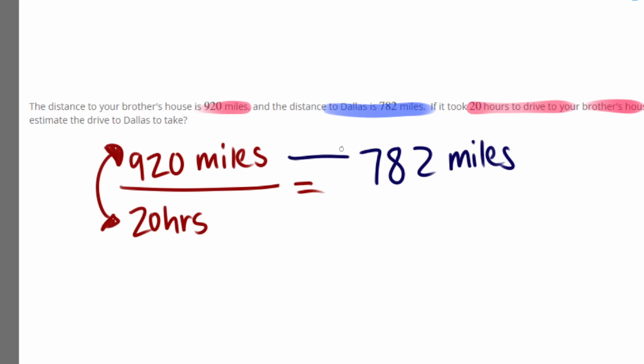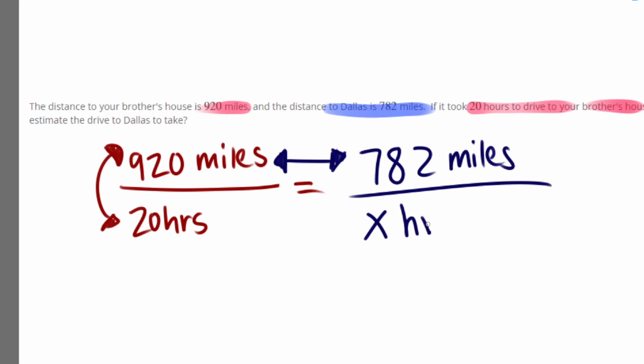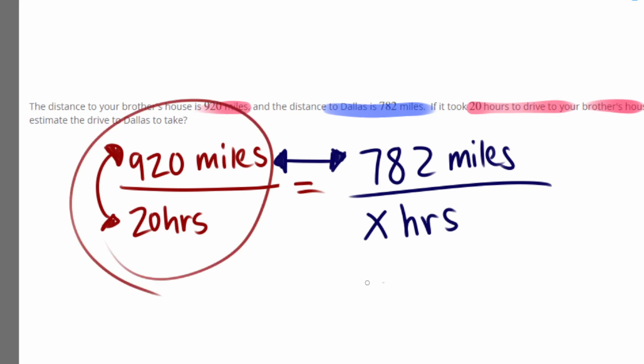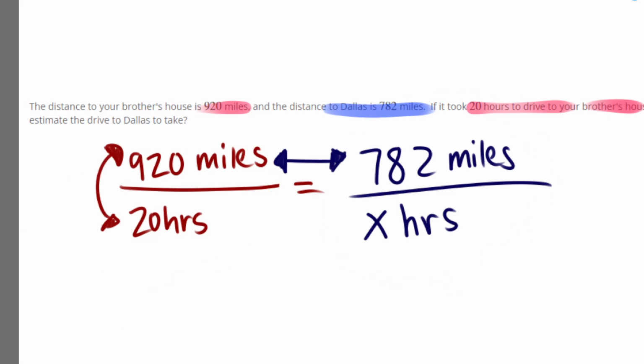And you can see how we sort of matched up the same units. So miles to miles. And then we have X hours. We don't know how many hours it took, so we want to find what X is. We have our proportion of our brother's house, and we have our proportion to Dallas. And what we can do to solve for X is cross multiply.